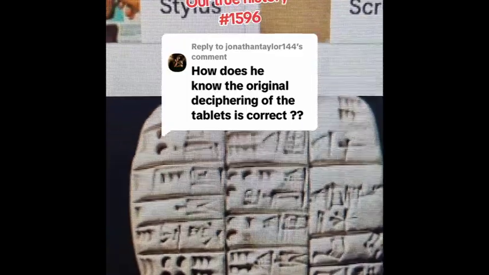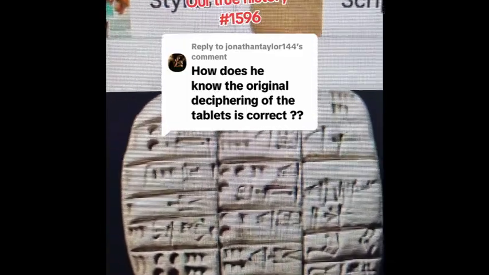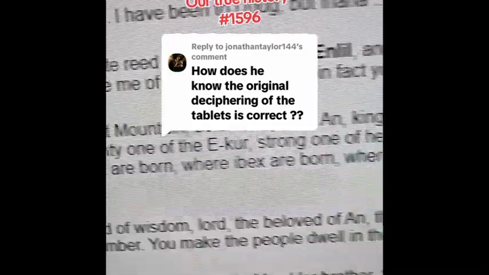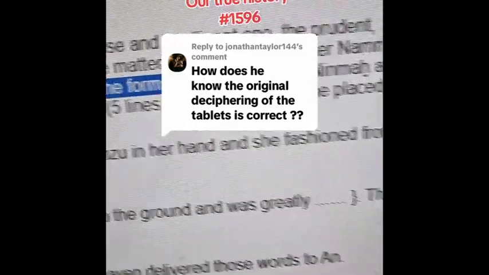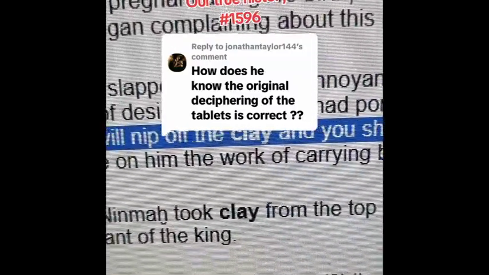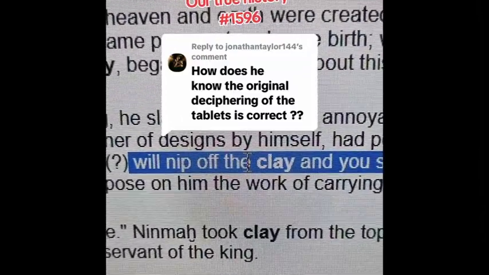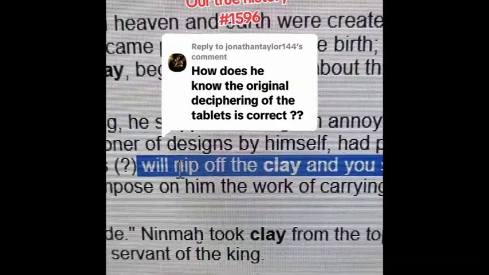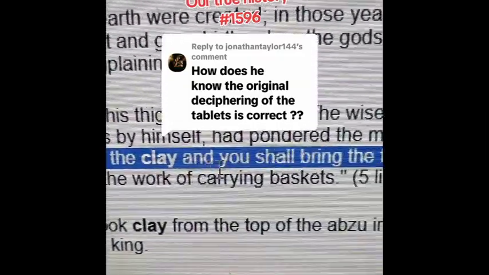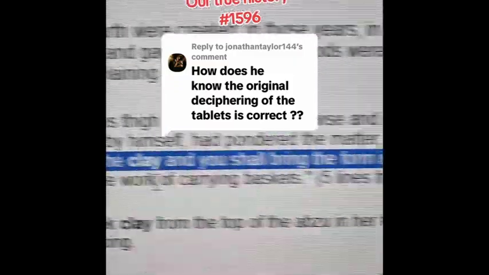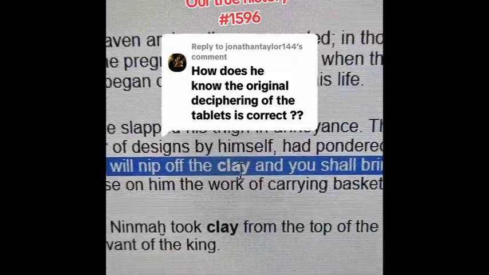So, for example, as per your question, how do I know that the translations are correct? There are many different translators out there that translate these tablets. And for example, here in the Enki and Ninmah, where it talks about the Anunnaki creating us, yes, us humans, here it says, we'll nip off the clay and you shall bring the form, which will be Homo sapiens, into existence. It carries on talking about us carrying baskets for them.